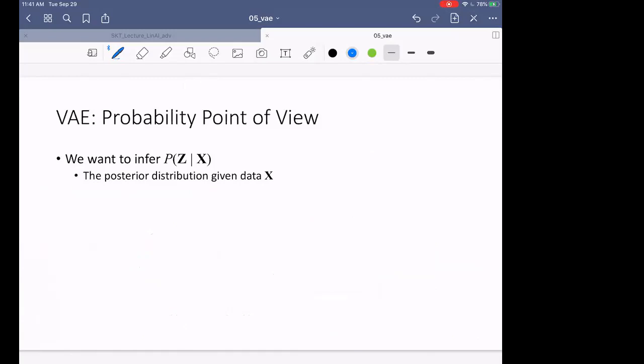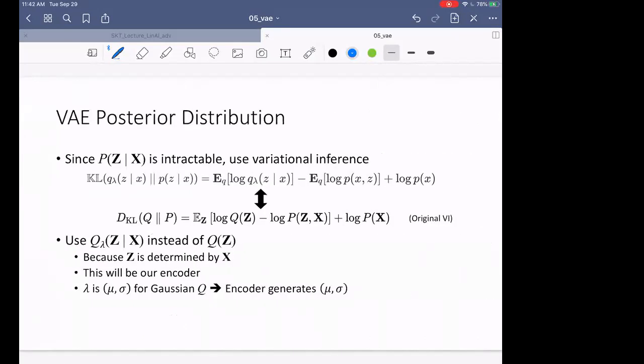So, the probability perspective. We want to infer P(Z|X), the posterior distribution given data X. This was your decoder, this was your encoder in the previous slide, but now it's just some posterior distribution. The true posterior distribution is intractable. So you want to have a Q function, which is an approximate posterior distribution, Q(Z|X).